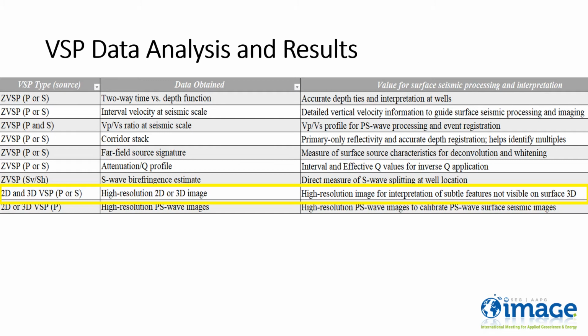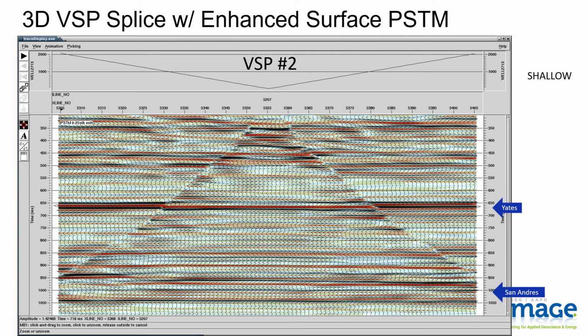Now let's take a look at the final P-wave VSP images and how they compare to the most recent version of the 3D survey. This slide shows the 3D VSP image at well number 2 spliced into the preliminary surface 3D volume. Note that the 3D surface image is still preliminary and has some post-stack enhancement applied to improve the continuity and frequency content. The graph on top shows the distance of each trace from the wellhead.